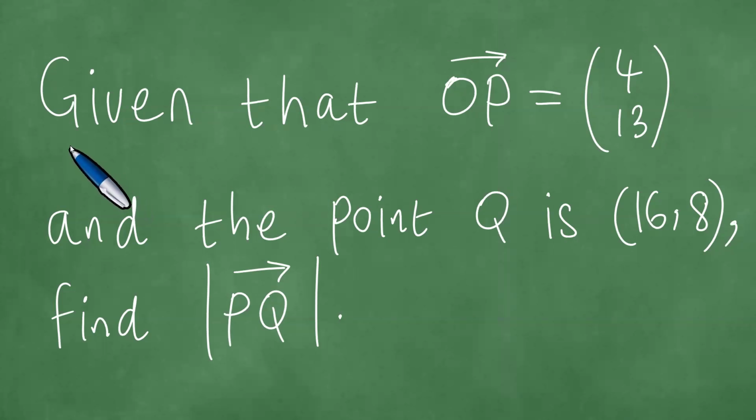Right, in this lesson, we shall solve this vector question. Given that the position vector OP is (4, 13), and the point Q is (16, 8), find the length of the vector PQ. And we proceed as follows.